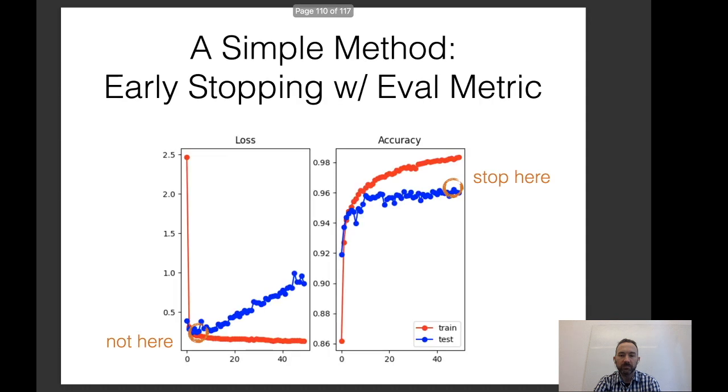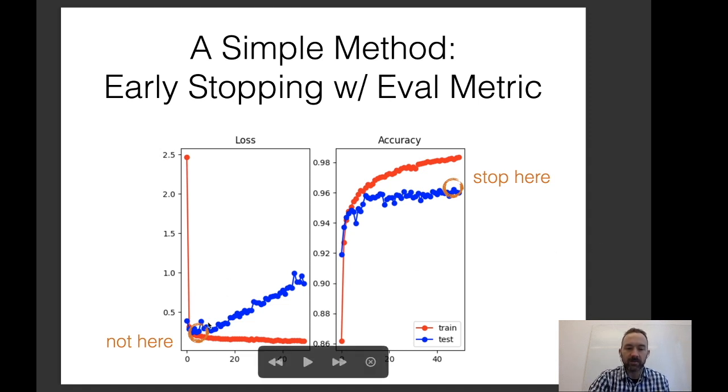But a much simpler method is early stopping with the evaluation metric. So I alluded to this just before. Instead of stopping where the loss is lowest, we stop where the accuracy is highest. And you can see this could result in a very large difference between which epoch we decide to early stop with.